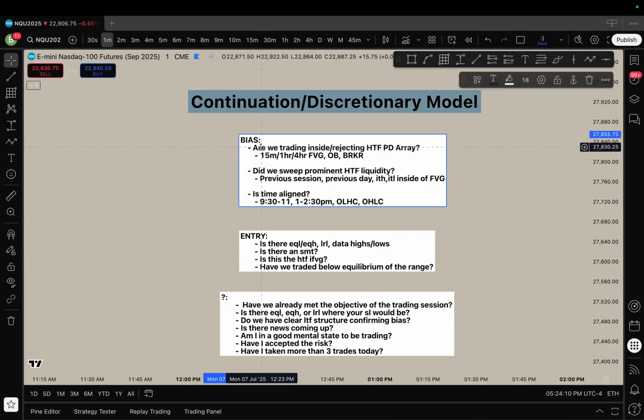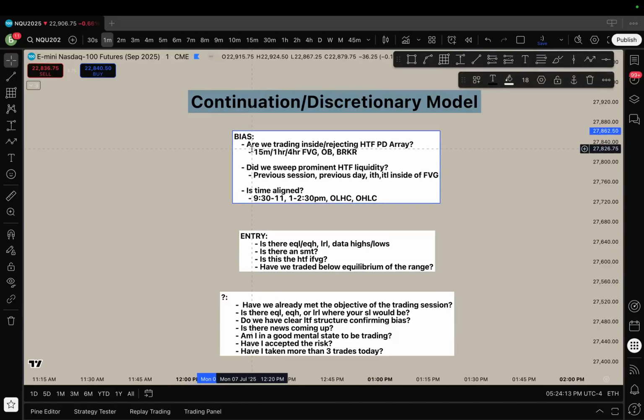And are we trading inside, rejecting higher time PDRA? So, 15-minute, hourly, 4-hour fair value gap, order block, or breaker block, okay? So that's what you want to be looking for. Now, do we sweep prominent higher time frame liquidity? What that's going to look like is previous session, previous day. Previous session liquidity is going to be London highs, London lows. Those are going to be your key levels. Asia highs, Asia lows. Previous day also is going to be your key level, previous day high, previous day low, and then intermediate high, intermediate low inside of a fair value gap, right?